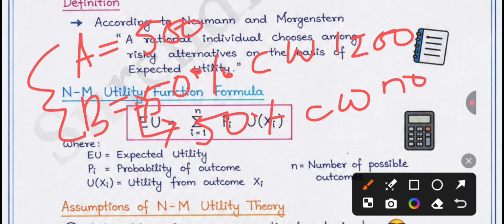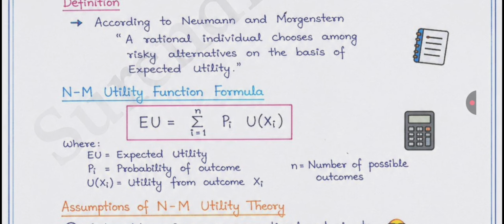If we talk about the definition, according to Neumann and Morgenstern, a rational individual chooses among risky alternatives on the basis of expected utility. This means that when people face risk, they compare expected satisfaction from different choices and select the best one.